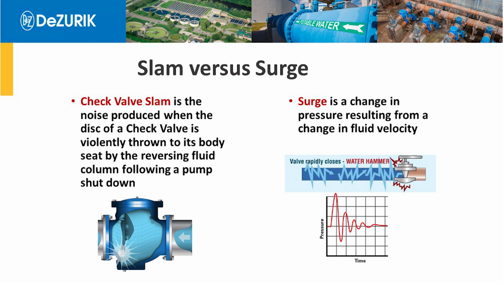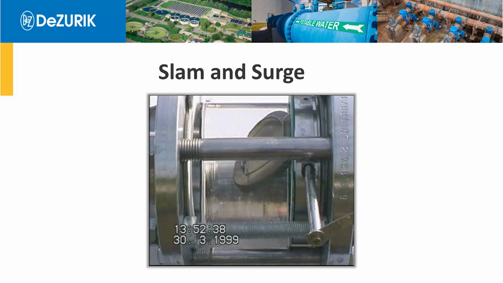So the next thing I'm going to show you is a little animation video. It's of a check valve in a test lab. It's a wafer type swing check. You see the wafer body here, the shaft, the disc, and this wafer body check valve is installed in a plexiglass piece of pipe so that we can see what's going on inside.